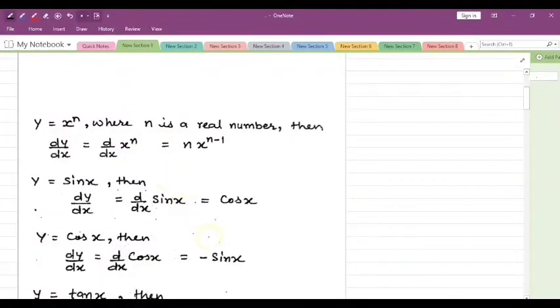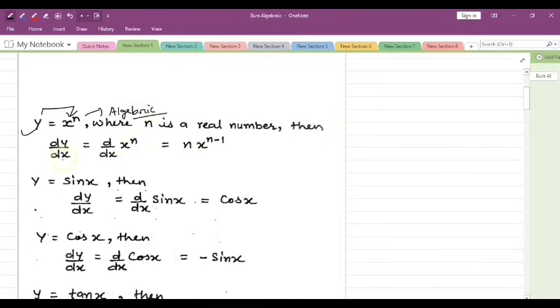Good morning, class. Today we will learn some basic concepts of differentiation and integration. As you can see on your screen, the first formula is y equal to x raised to the power n, and this is for an algebraic function. We know it very well.